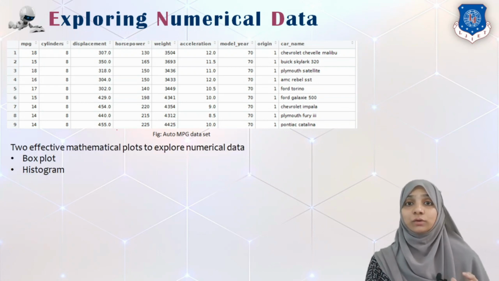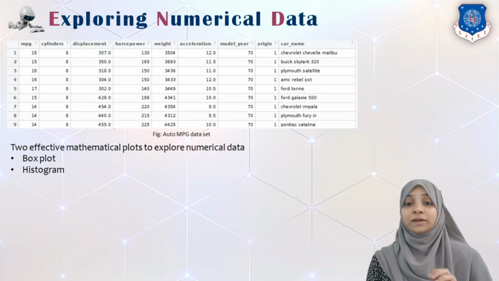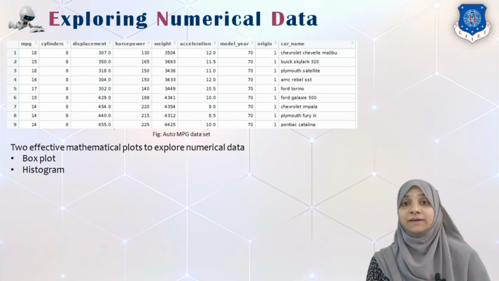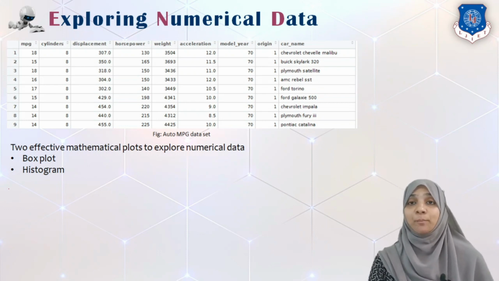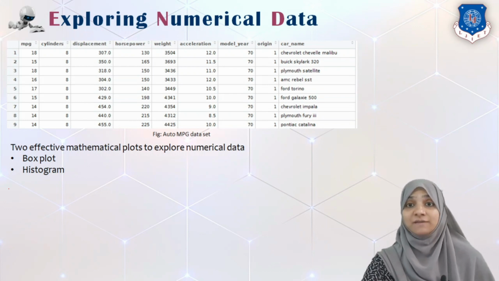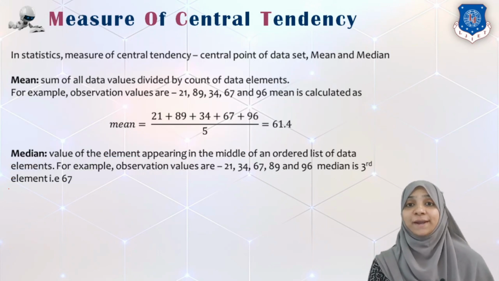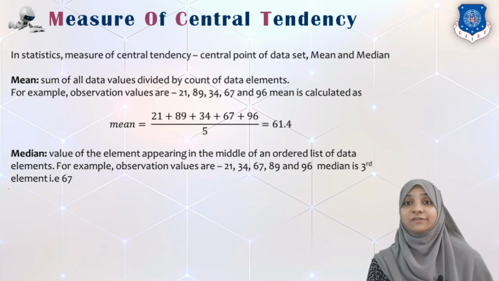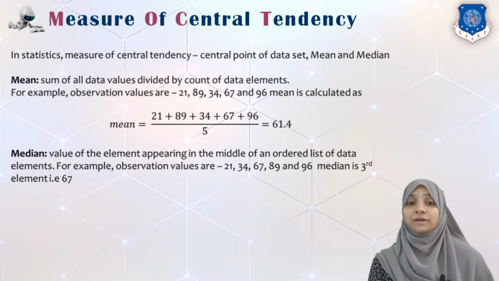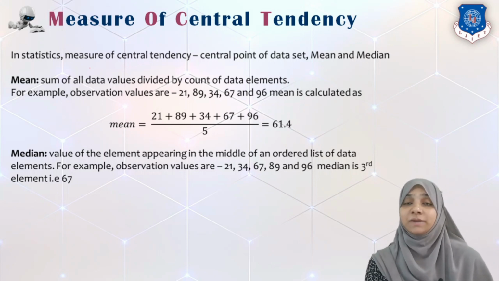Now, how do we see the distribution of data, how do we visualize the numerical data? We can explore numerical data with the help of mathematical plots, that are box plot and histogram. So let us see first how to explore numerical values with the help of box plot and histogram. For the box plot we would require some mathematical terms. So let us start with mean. In statistics, the measure of central tendency is nothing but a central point of the data, which can be found out with the help of mean, median and mode.